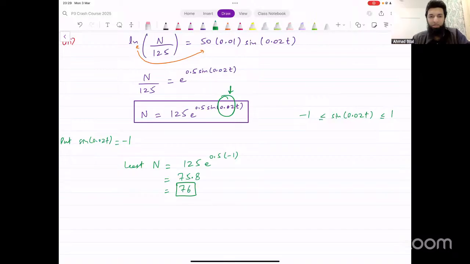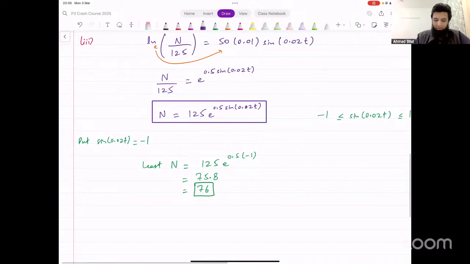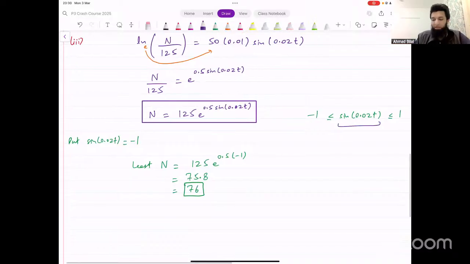It does not change the amplitude of the graph. That is still going to be 1. So the amplitude remains 1. That does not change. 0.02 will just increase the period of the graph. That's a horizontal stretch. So if you have anything multiplying inside, the interval for sine remains the same, from -1 to +1.